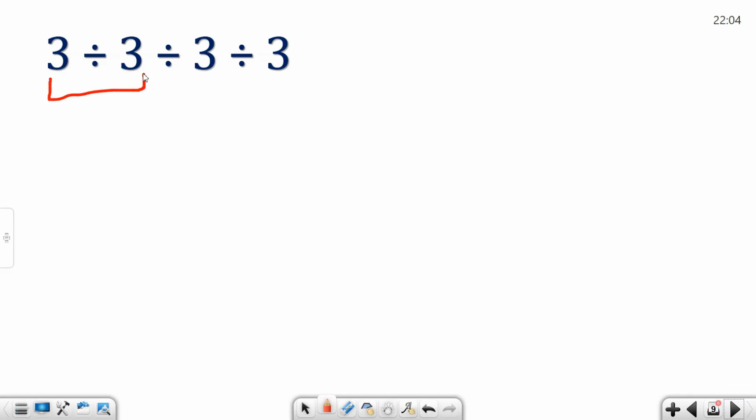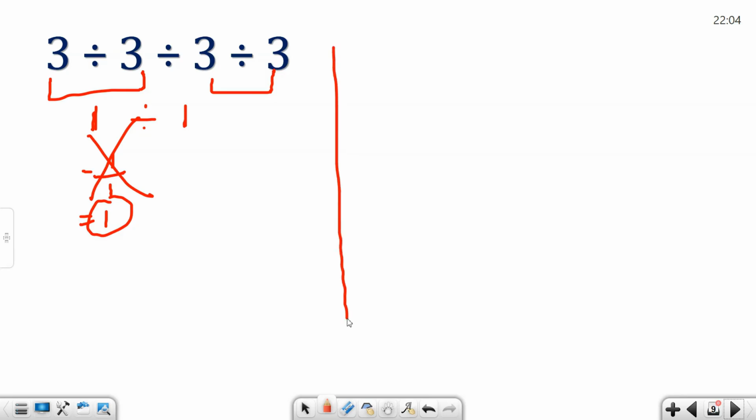Today's question is 3 divided by 3 divided by 3 divided by 3. We'll solve this as 3 divided by 3. That becomes 1 divided by 3 divided by 3. That becomes 1, so 1 divided by 1. The answer comes out to be 1, but that's wrong. How should we solve questions like this?